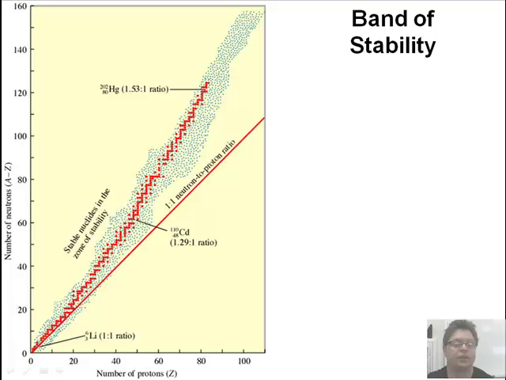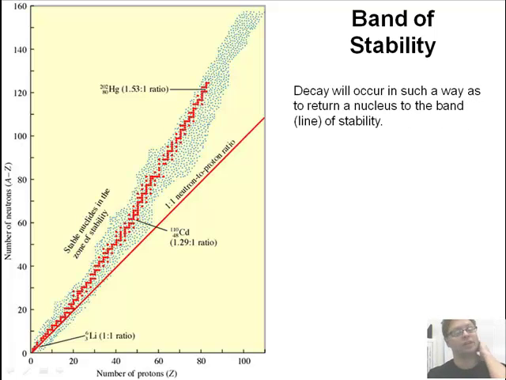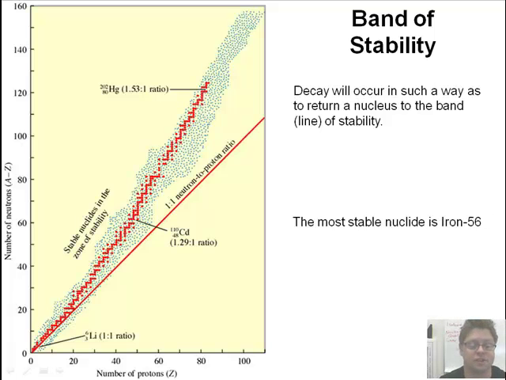Now, in the band of stability, this here is what we looked at earlier. One of the things you may notice in the band of stability is the decay happens to return the nucleus towards the band of stability. So the decay happens for it to be towards the band of stability as it changes to a different isotope. The most stable nuclide is iron 56 on the periodic table. If Z is greater than 83, the nuclide is radioactive. So that's, again, we said that before, atomic number.